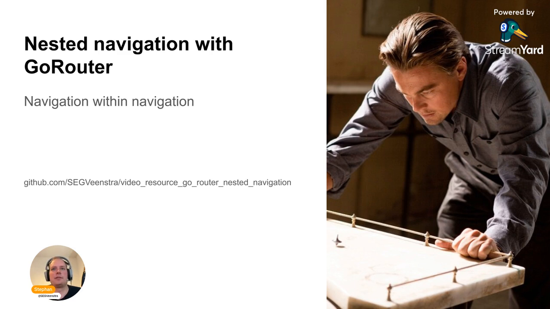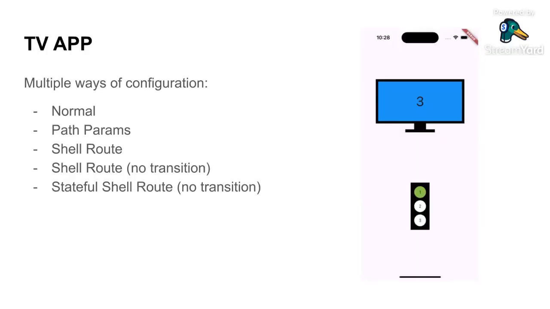So let's dive right in. For this video, I've created the following example app, and it shows a TV and a TV remote. The idea is that if you press a channel on the TV remote, the TV channels should change. And we're going to do that by going over these 5 different ways of configuring navigation. So we're going to handle all of them, see the differences, and how to use them. So let's take a look.